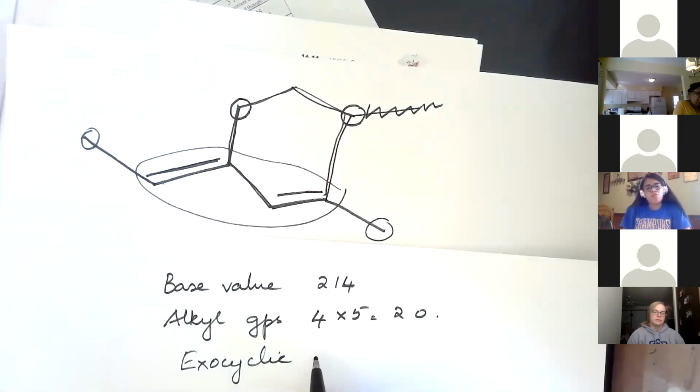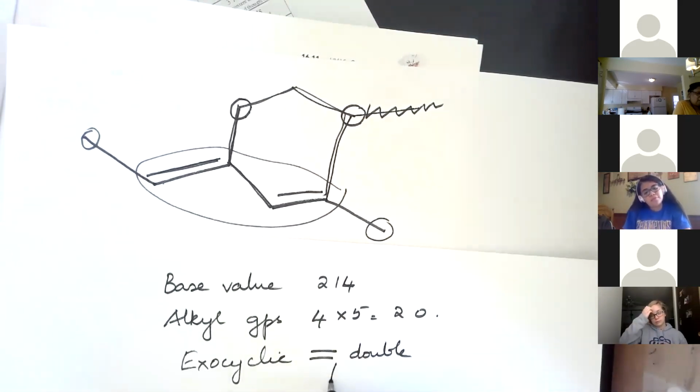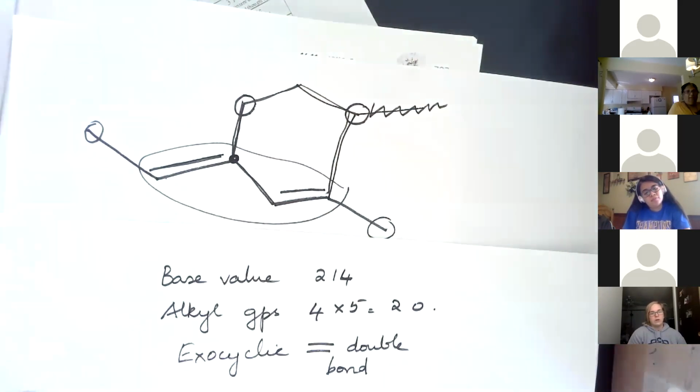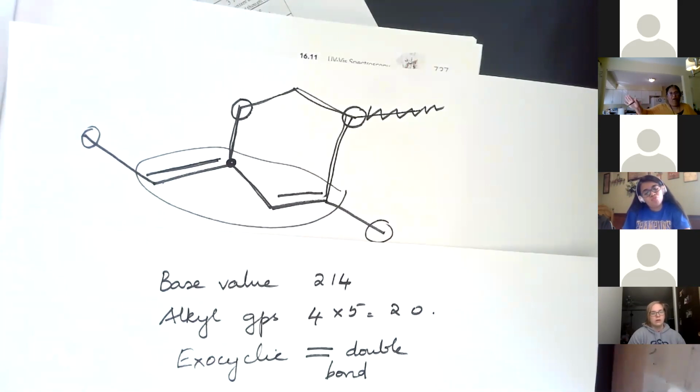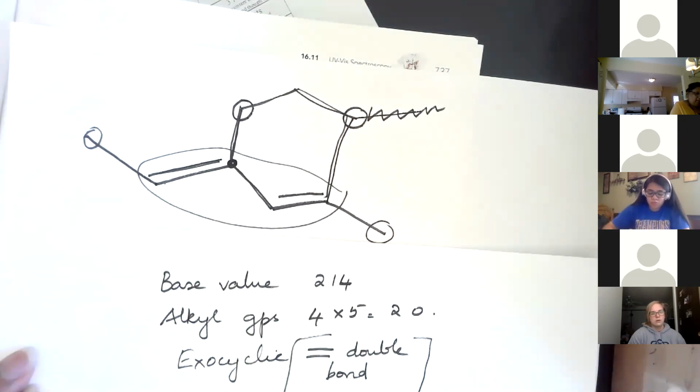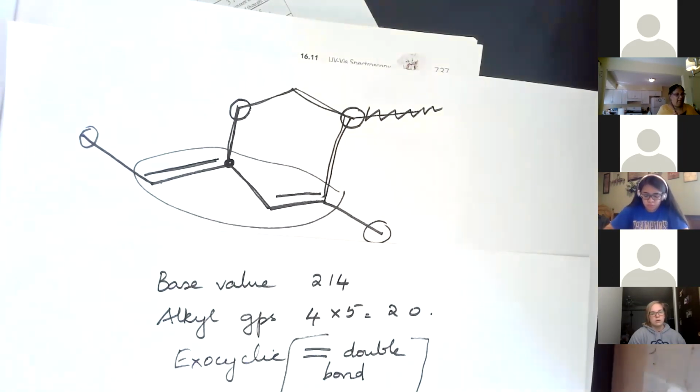I have one double bond. You see, this carbon should be common. Okay. That carbon is common, and out of that goes a double bond. That's exocyclic. And that's 30 units. And then you add these up.